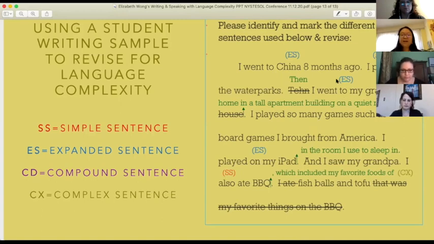So I see 4 expanded sentences, 1 simple sentence, and towards the end, we help this student revise to include the relative pronoun which, right? I also ate barbecue, which included my favorite foods of fish ball and tofu. So helping the student include a complex sentence in their writing.